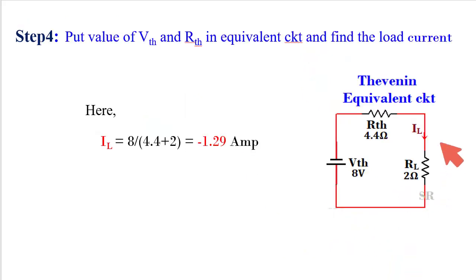So at last, to find the load current, we need to put the value of VTH and the value of RTH in the equivalent circuit. VTH was minus 8, so I have just reversed the polarity. So what will be the current? The current will be 8 divided by the summation of 4.4 and 2. And ultimately, the current I is minus 1.29. This minus sign is because of the direction of current I have shown here in the circuit, from top to bottom. The actual current is flowing from down to upward. Minus 1.29 ampere is the answer.